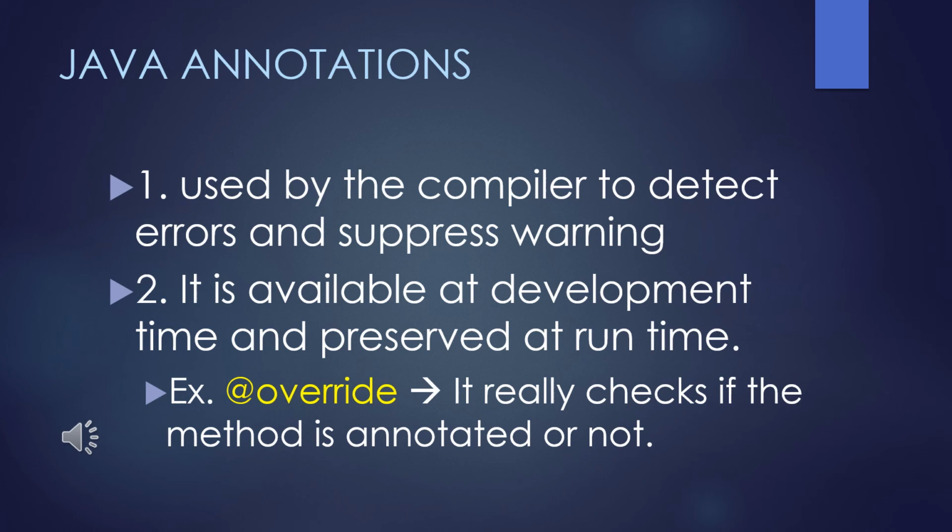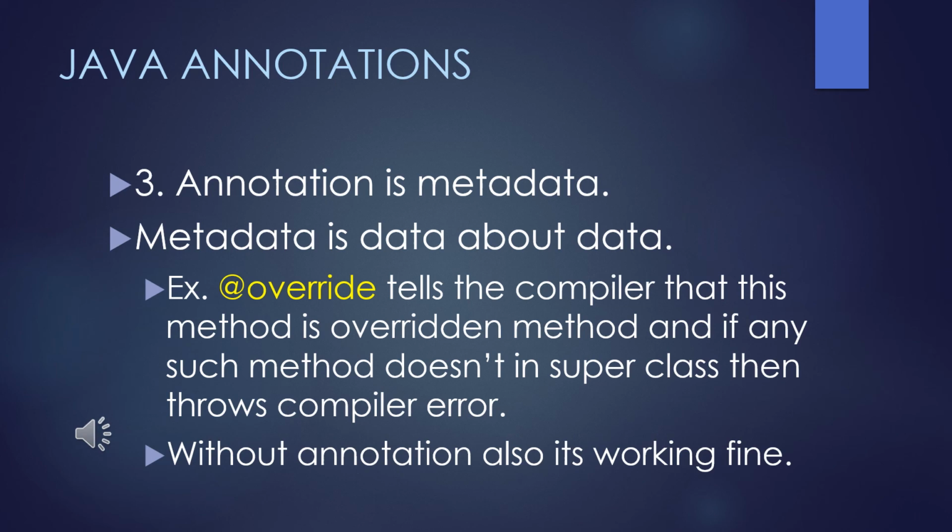First thing. Second one, it will be available at the development time and present at runtime, which means it is checking everything, whether this method is annotated or not, during the development time, and at the runtime it won't execute. So annotations is metadata. So metadata is data about data.